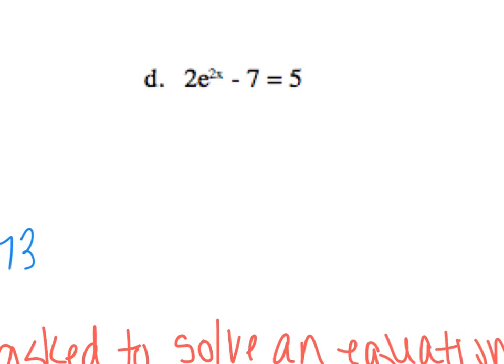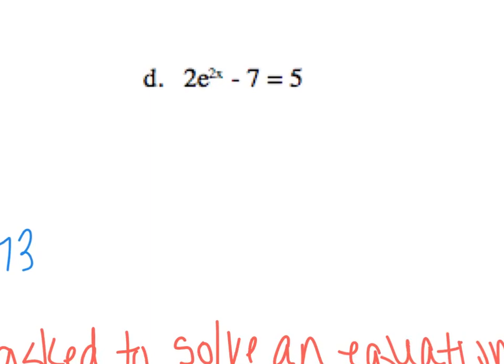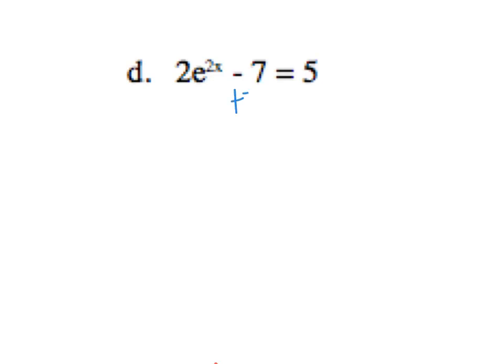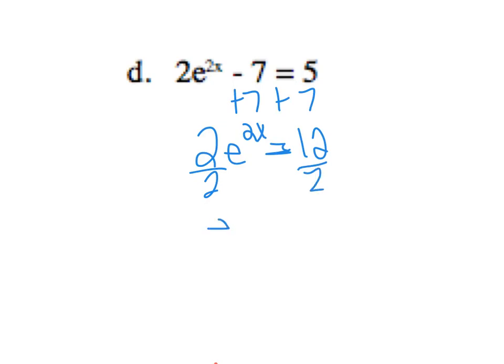Letter D is similar to that. We have 2e to the 2x minus 7 equals 5. I'm going to add 7 to both sides. 2e to the 2x equals 12. If I divide 2 on both sides, I get e to the 2x equals 6.